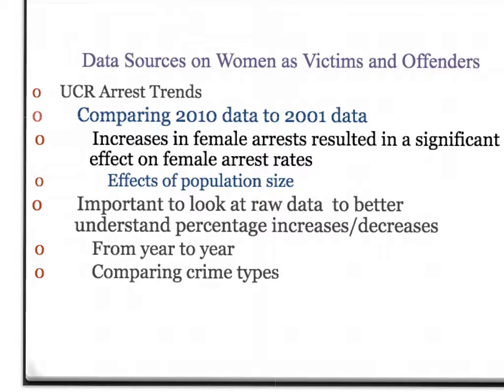The UCR arrest trends comparing 2010 to 2001 data. In this 10-year span, we see a big increase in female arrests, which had a significant effect on the female crime rate. When you're looking at the crime rate for females specifically, it's important to notice the population size. Prevalence versus incidence: what is the percentage of female offending versus what is the raw number of female offenders? It's going to look like there's a drastically huge uptick or a drastically huge downtick of female offenders committing certain crimes because there's so few of them to begin with.